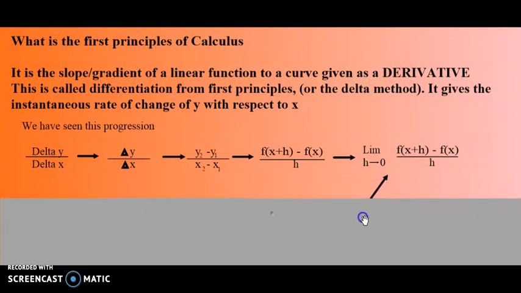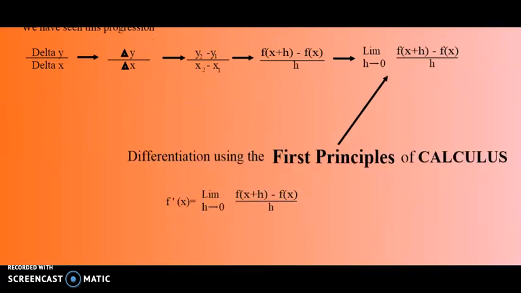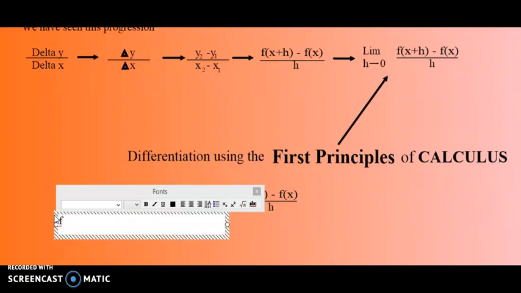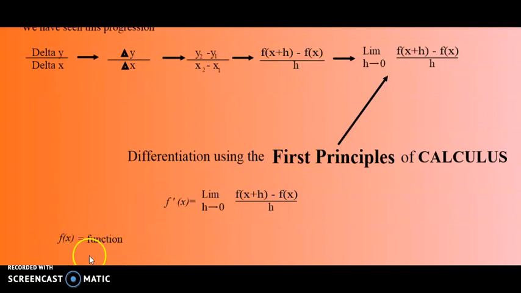Now, when we talk of these limits, we speak of it as the first principles of calculus. So we use differentiation, which means the derivative of the original function. And remember, function we used to label as f of x. F of x referred to function. Now we have f dash of x, meaning the derivative of the function.